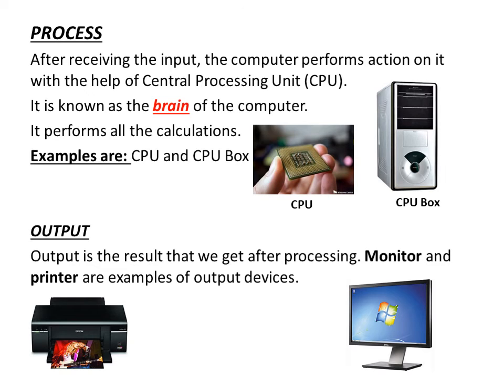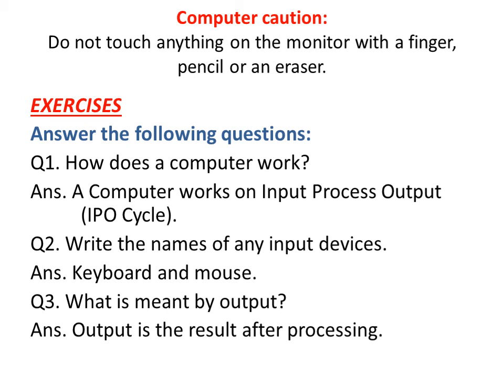Then is output. Output is the result that we get after processing. Monitor and printer are examples of output devices. So you can see here output devices are printer and then monitor. I hope you have understood the lesson.